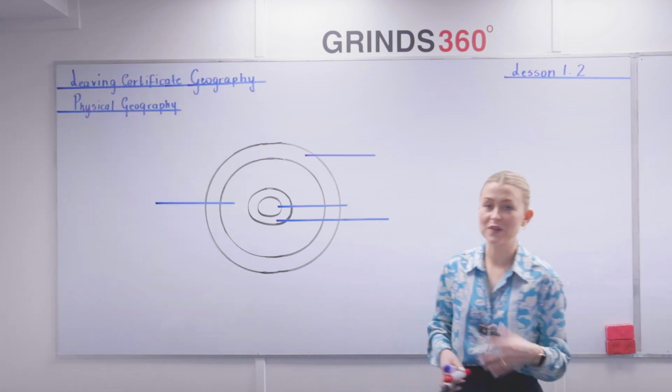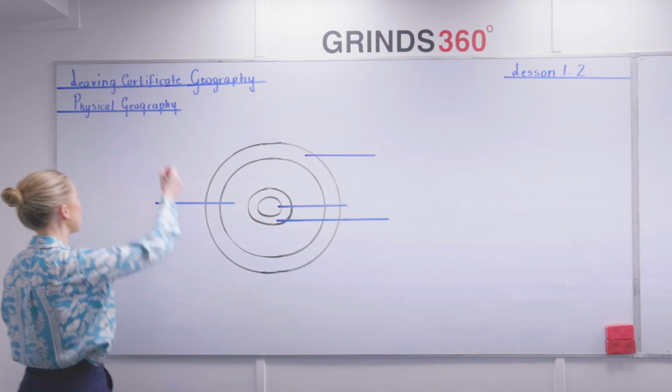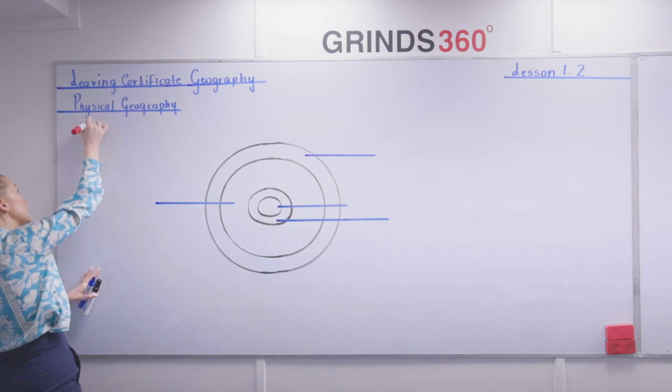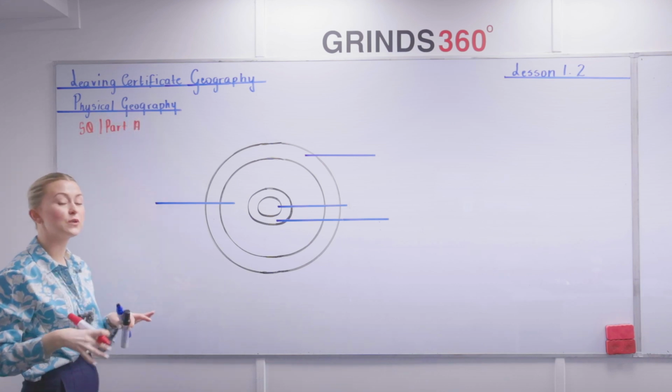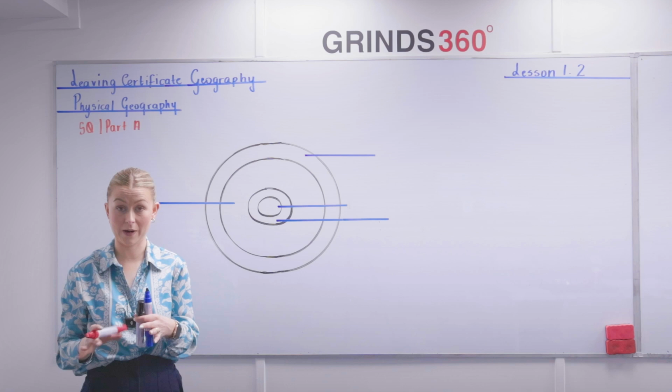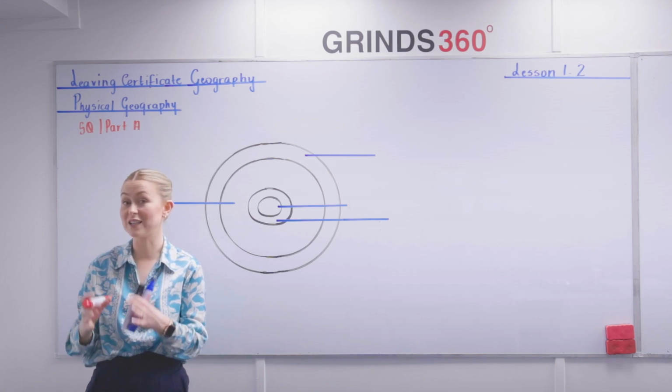So the first thing I want you to do on this page here is, beside Earth's interior structure, anywhere on the top of the page I want you to place down SQ for short question / part A. Now everything we're doing in lesson 1.2 is going to be for the purposes of short questions and part A's. They may blend into essays, but we're purposefully doing it for this.